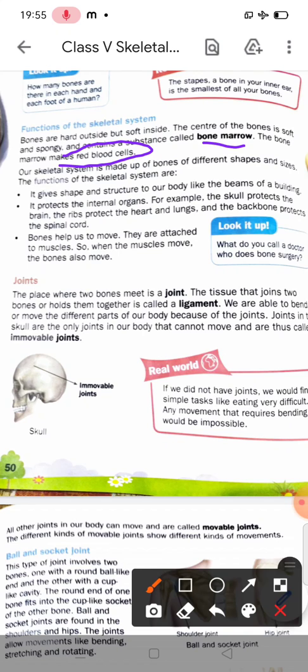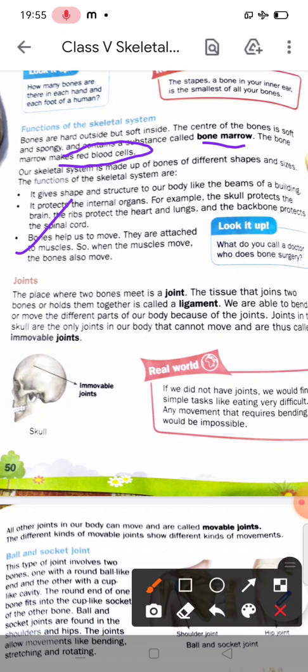And we have discussed, for example, the skull. What is the function of the skull? Protect the brain. And what is the function of the rib cage? Protect the heart and lungs. And we have also discussed the function of the backbone. Backbone protects the spinal cord. And you know students, bones also help us move. How? Because these bones attach to the muscles, and when the muscles move, the bones also move. Understand? Okay. So I hope you understand the function of the skeletal system.